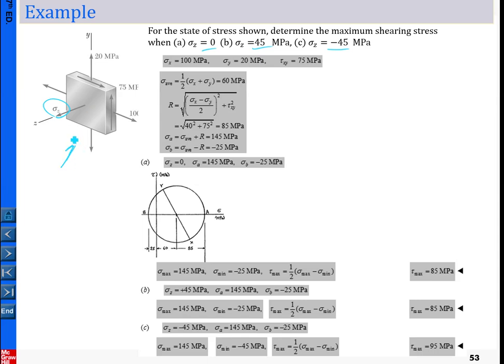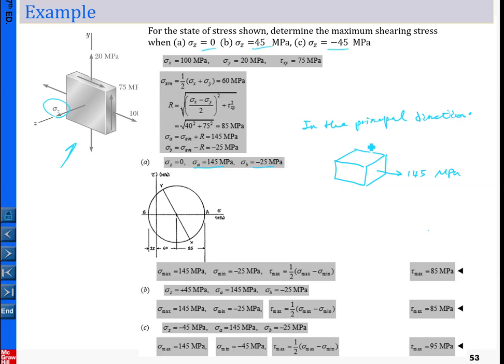For this case, again, you can clearly see this is not in the principal directions. So by all means, the first step is you need to build up from the principal directions. So that is sigma A, sigma B. Once you conduct it in the principal directions, then the element will be something like this. One normal stress is 145 MPa, and the other side is symmetric, the same.